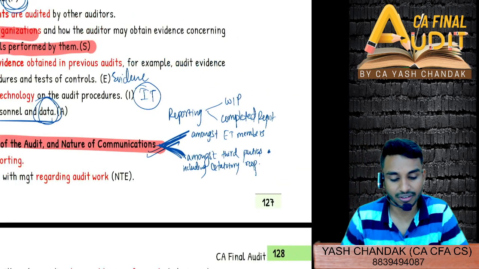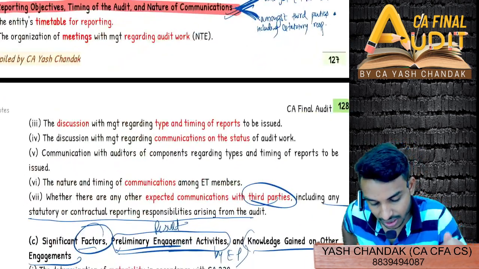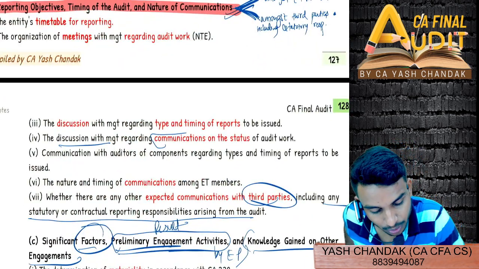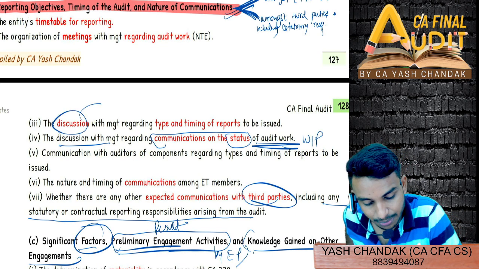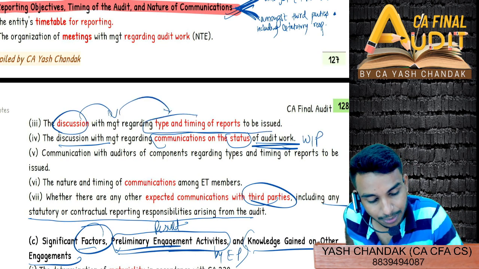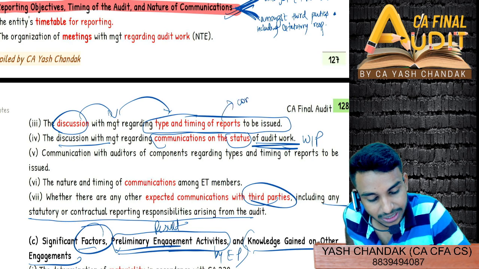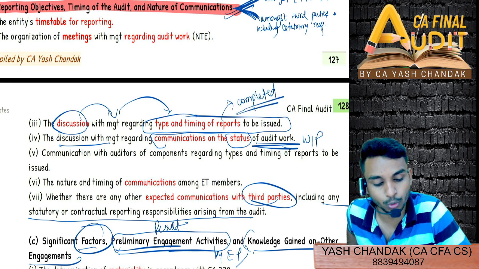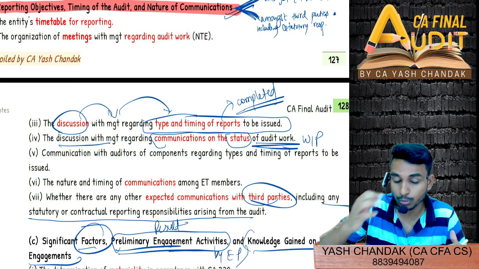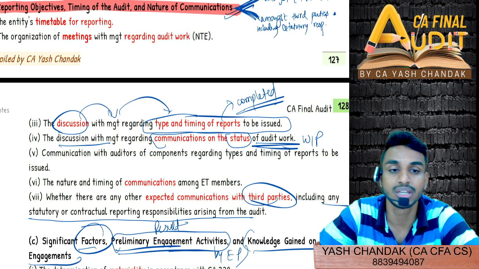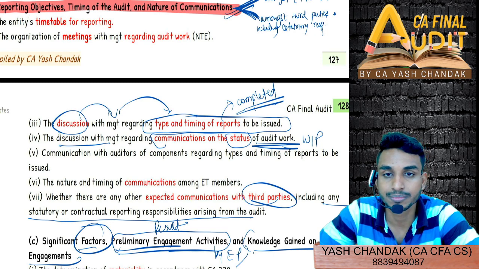Clear? Four points, we are done with four points. See here, the discussion with the management regarding communication on the status of audit work, WIP, and discussion with the management regarding type and timing of the reports to be issued. That means completed reports. If you are done with your reporting, then you have to discuss with the management regarding the type of the report that is to be issued and the timing of the report that has to be issued. Timing of the report.